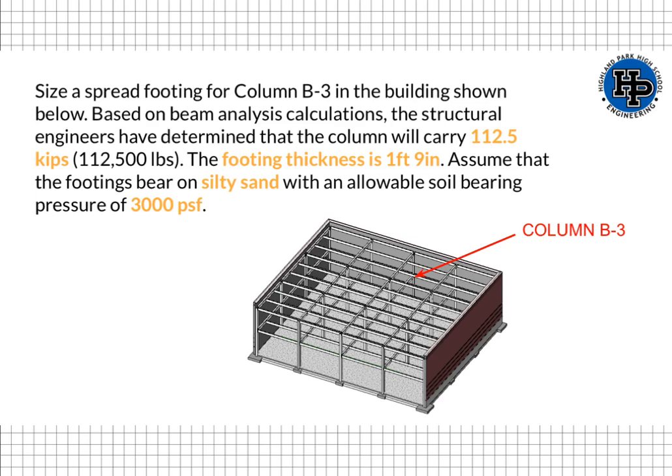an allowable soil bearing pressure of 3,000 pounds per square foot. Now, what we're checking here is to see if the footing thickness is actually thick enough or if we have to pour new footings. So I'll show you how to calculate that step by step.